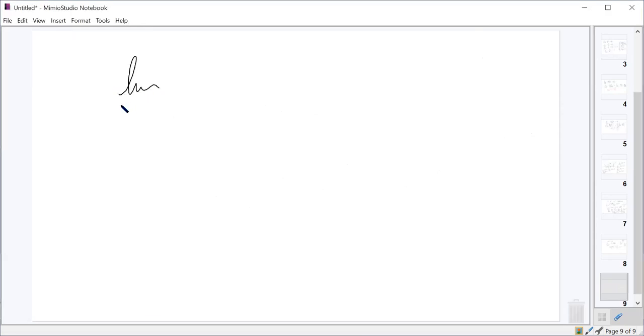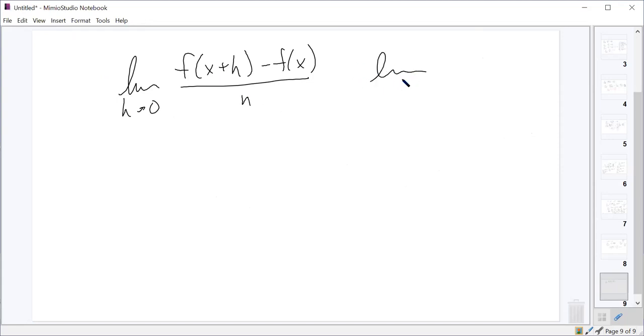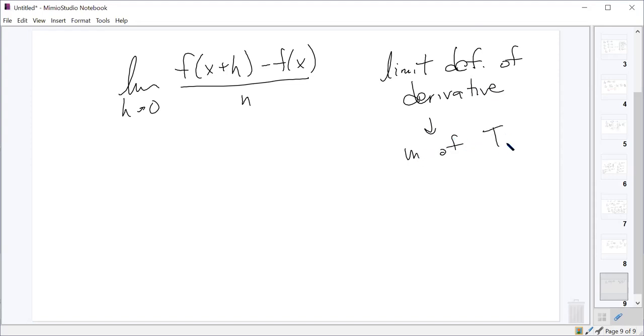We said, let's look at the limit as h approaches 0 of f of x plus h minus f of x all over h. And we said that this is the limit definition of the derivative, right? And we talk about the derivative as the slope of the tangent line to the curve at a point, or we even call it the slope of the function. It's the instantaneous rate of change of the function.